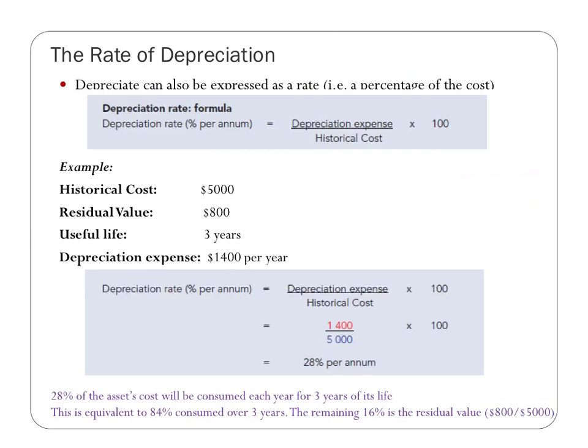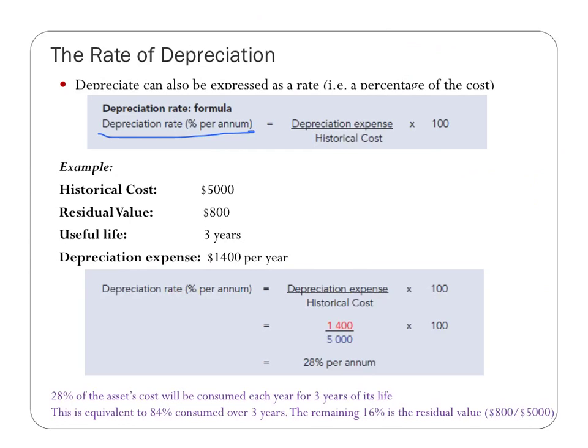Now, the rate of depreciation. Depreciation can also be expressed as a rate, that is, as a percentage of the cost. The depreciation rate formula: depreciation rate percent per annum is calculated as depreciation expense in dollar amount divided by the historical cost, times 100.